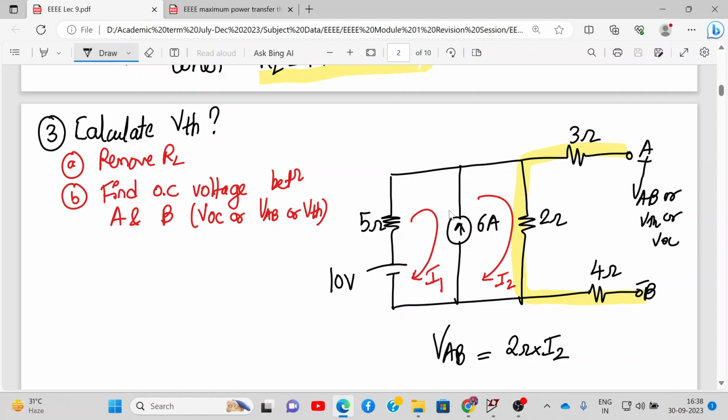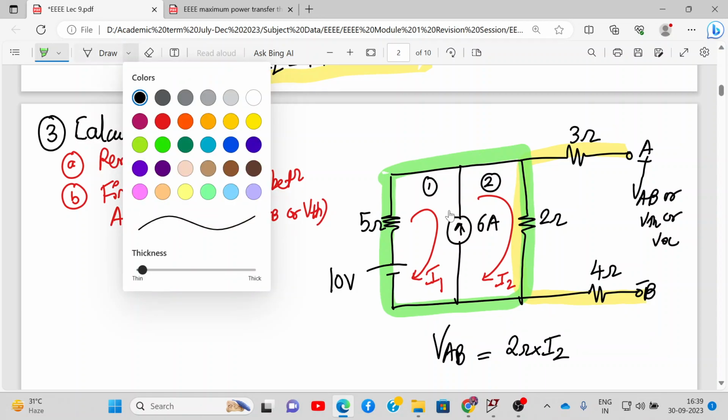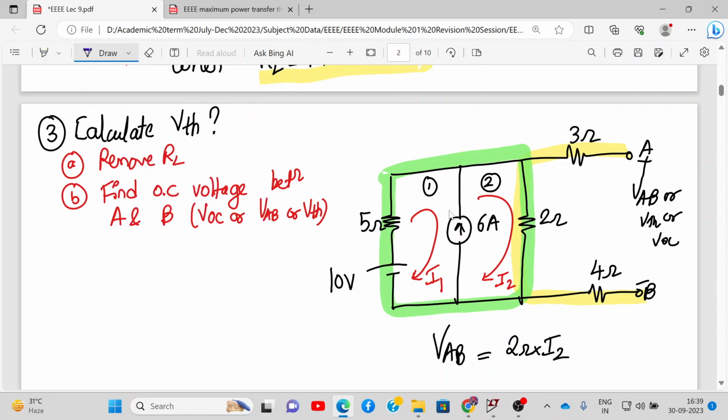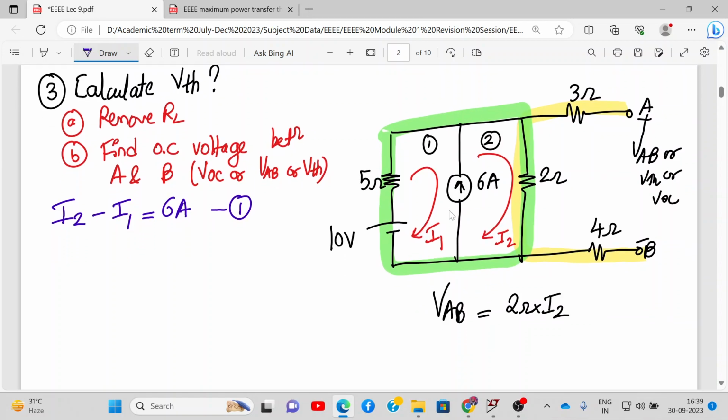Now if you apply mesh analysis over here, one thing is clear. We have a super mesh scenario because the 6 ampere current source is set between mesh number 1 and mesh number 2. So we need to apply super mesh. This is my super mesh, I'm marking it green in color. So what is the equation relating to super mesh? I2 minus I1 is equal to 6 amperes. This we call equation number 1. This is the relation between the current source and the two currents in mesh 1 and mesh 2. Now we apply KVL to the super mesh.